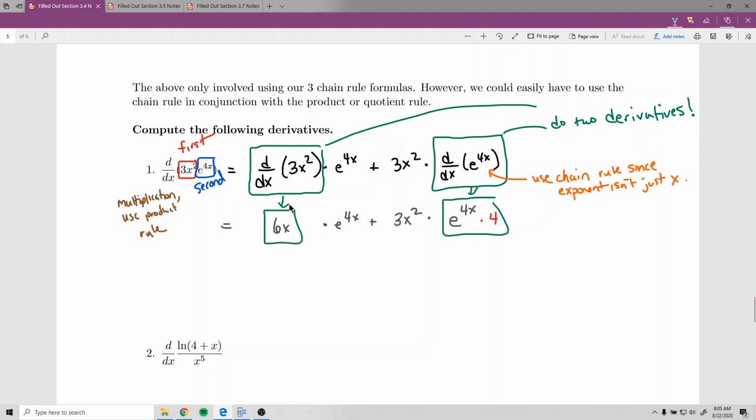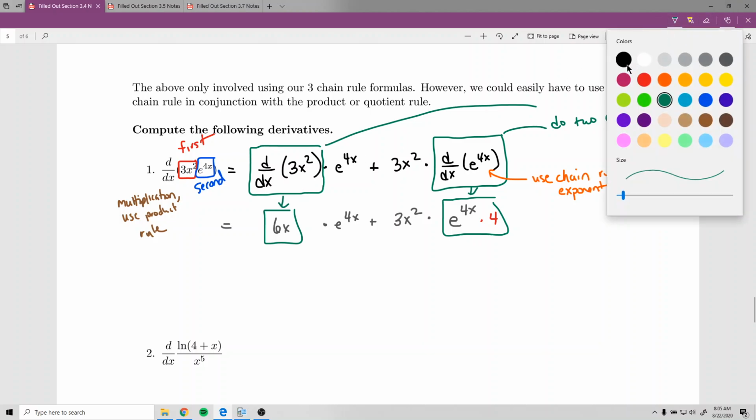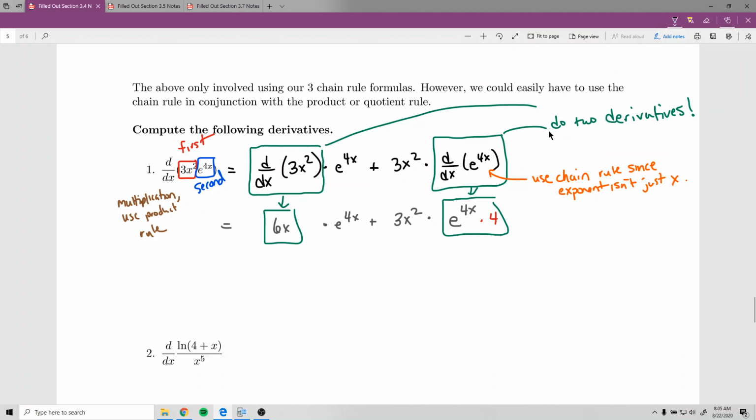Okay. The first derivative we didn't need the chain rule because it's just x to a power. The 3's out front, so it stays along like always. But this part we needed to use the chain rule.